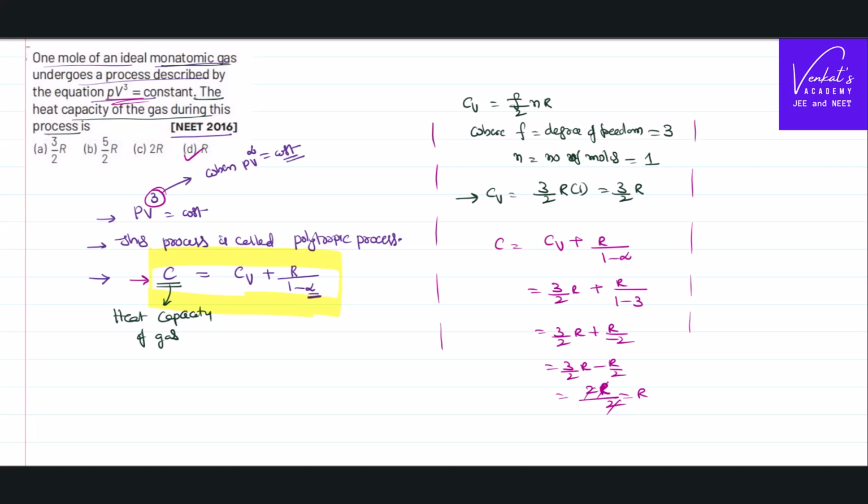So to solve this problem, we need to know this expression, that in a polytropic process, the relation between C and Cv. I have made this derivation as I have told you. Please go through the playlist and find the derivation so that you can understand how we derive that relation itself. That's it, and thank you for watching.